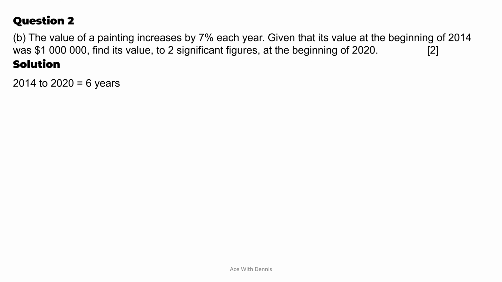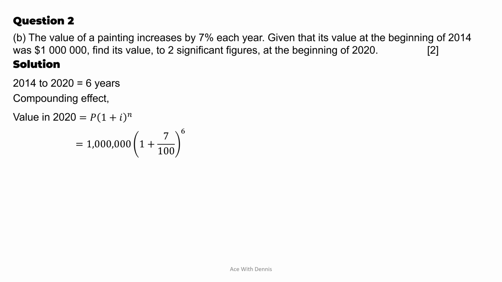All right, so from 2014 to 2020, there are 6 years. Okay, so the compounding effect is very similar to compound interest, right? The value in 2020 will be P bracket 1 plus I to the power n, where P is $1 million, which is the initial value. Okay, I is the 7% increment, right? So it's 1 plus 7 over 100, to the power of 6. Okay, then we just press the calculator. The answer is $1,500,000.